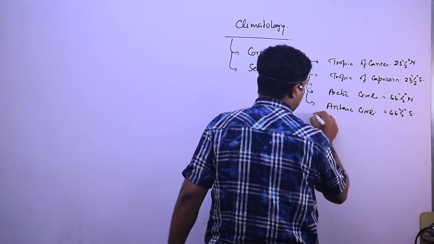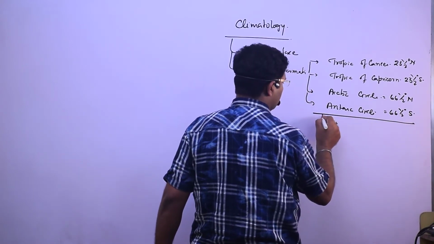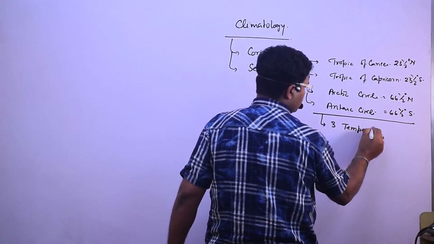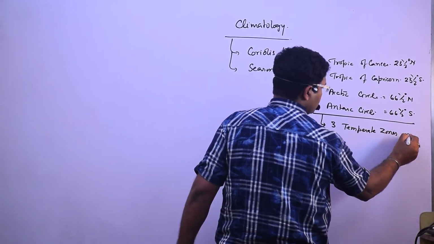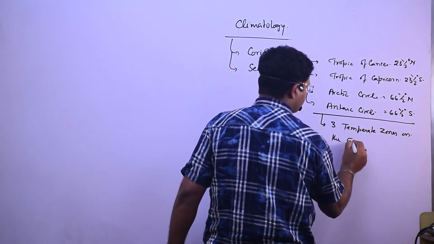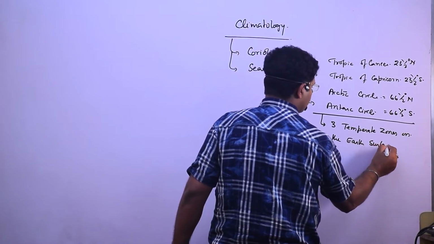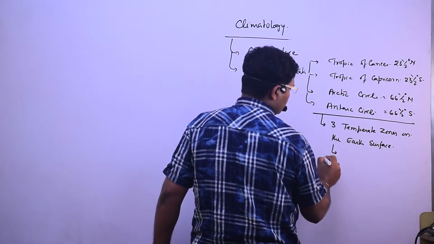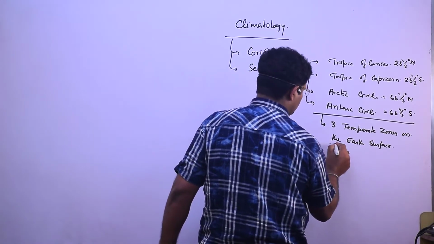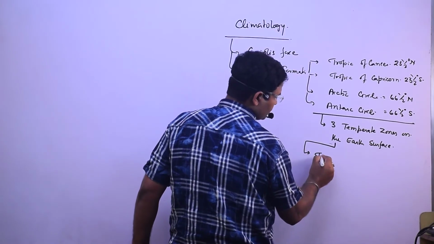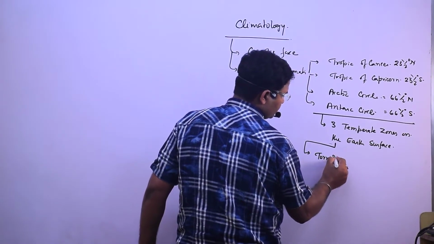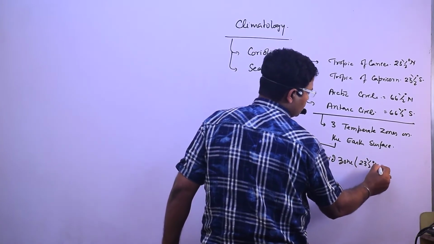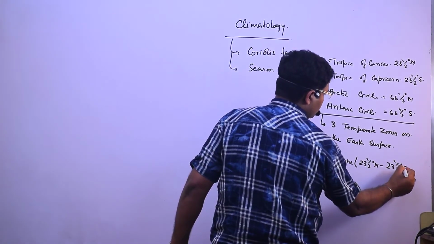And when we understand this, automatically we'll understand the 3 temperate zones on the Earth's surface. The first zone that we'll see is the torrid zone, and it is between 23.5 degrees north and 23.5 degrees south.